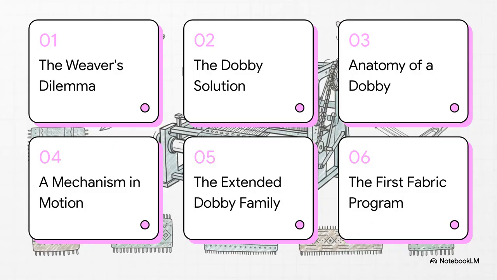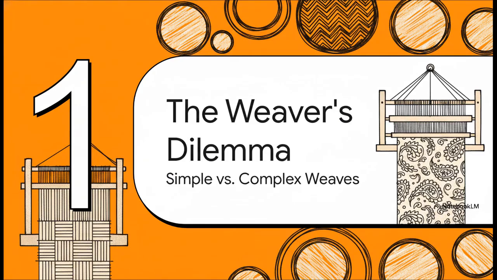So, here's the plan. First, we're going to unpack the weaver's dilemma. Then, we'll meet our hero, the Dobby, and get right into how it works. We'll watch a classic design in action, meet some of its cousins, and then, and this is the really cool part, we'll discover its incredible legacy as one of the world's very first computer programs, written not in code, but in wooden pegs.